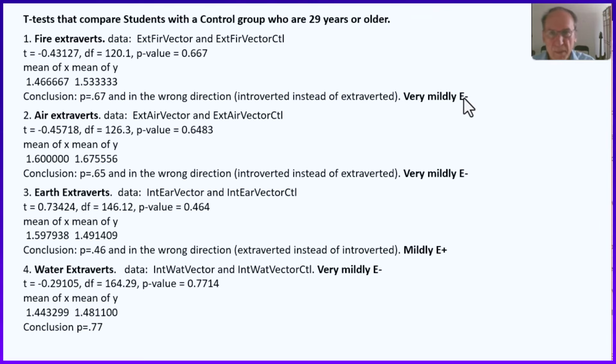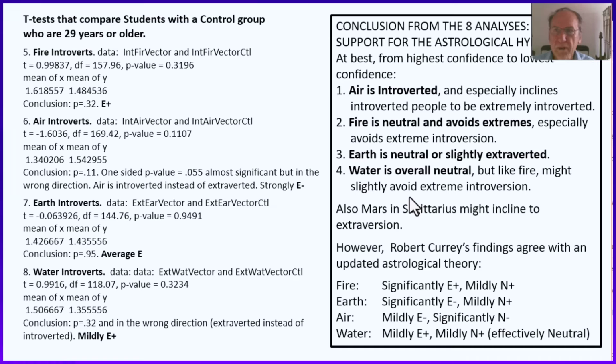From a strict statistical point of view, there's no support for the astrological theory, but you could say maybe with more research we could show that fire is slightly introverted and air is slightly introverted and water is slightly introverted, and those are very mild, and earth is more extroverted. All of this contradicts astrological theory, saying that the results are just awful. They just contradict astrology completely. There's just random fluctuation.